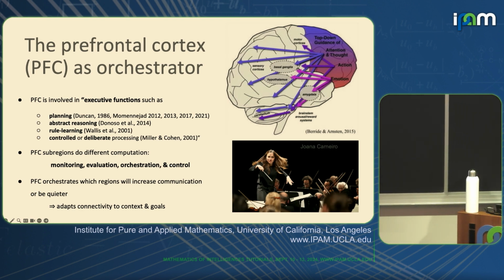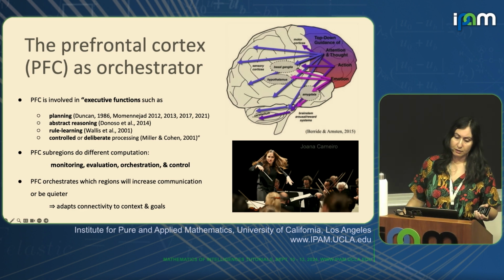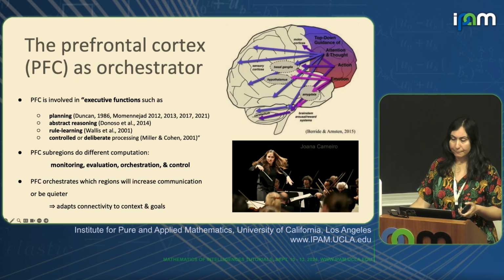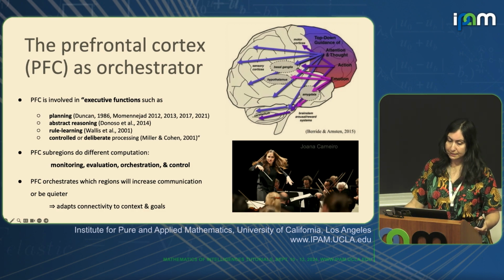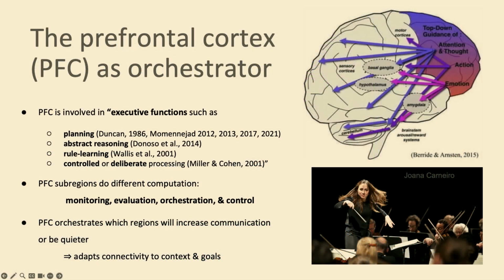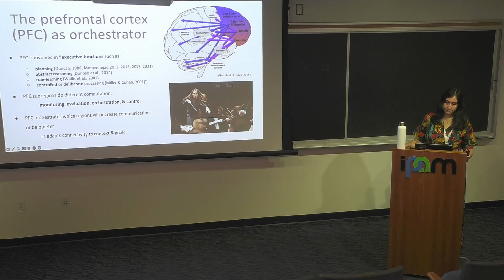the prefrontal cortex, you can think of it as the orchestrator of the brain. It is involved in what is known as executive function. Planning, abstract reasoning, rule learning, controlled or deliberate processing, prospective memory, which is something I have a bunch of papers on. I think these two papers, the 2012 and 2013, are on prospective memory, for instance. And then the subregions do different things. Some of them do monitoring, some of them do evaluation, some of them do orchestration.